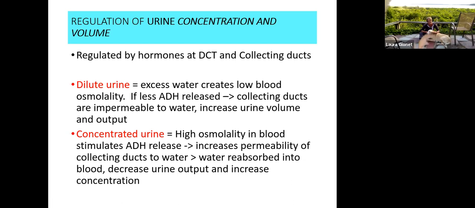If less antidiuretic hormone is released, the collecting ducts are impermeable to water and that increases urine volume and output. Right. So what does that mean? To have dilute urine, it means you're not secreting a lot of the antidiuretic, aldosterone, renin-angiotensin. So as you secrete less and less antidiuretic hormone, because your blood pressure is normal, your blood volume is normal.